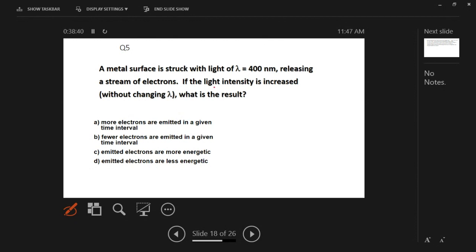But since we now have more photons coming in, there are going to be more collisions between photons and electrons. More electrons are going to be hit by these incoming photons, and as a result, more electrons are going to get enough energy to escape the surface. So you are going to see more electrons emitted in a given time interval. So the correct choice is going to be A.